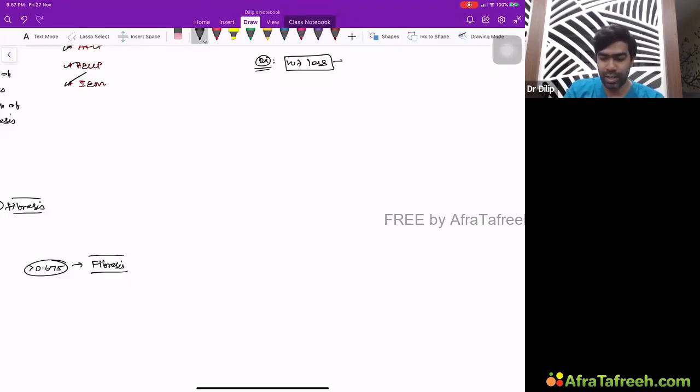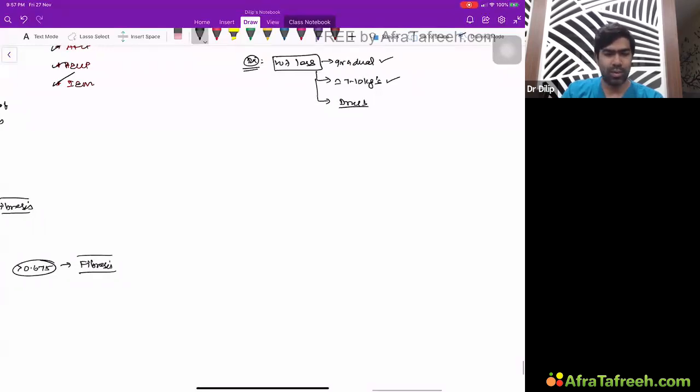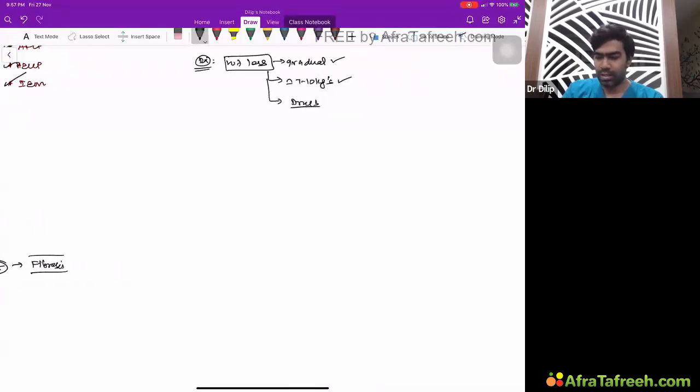Weight loss should be very gradual, and a minimum of 7 to 10 kilograms produces substantial improvement in the liver profile. It should not be rapid. Rapid weight loss itself will produce more cirrhosis. And weight loss can be achieved by different methods. One is drugs, and the second is surgery, that is bariatric surgery.